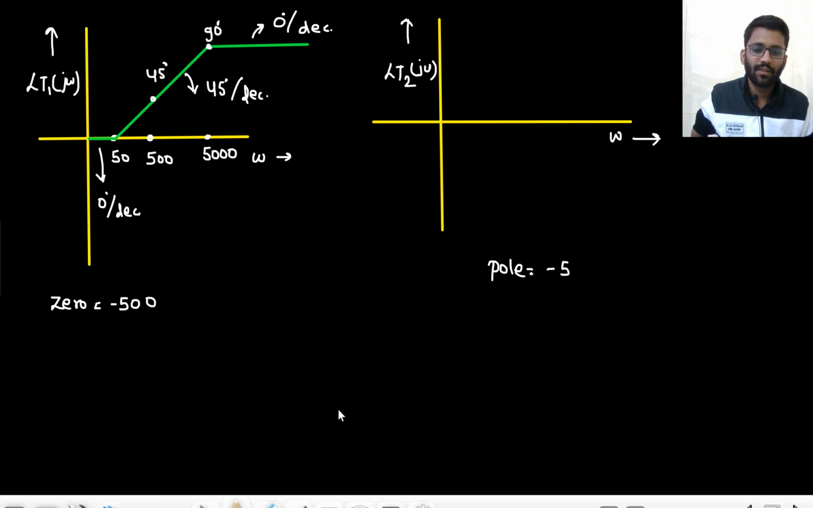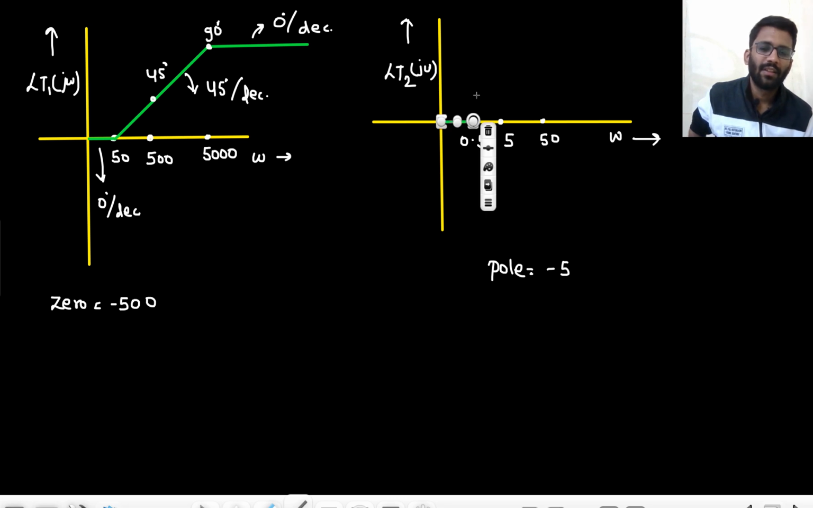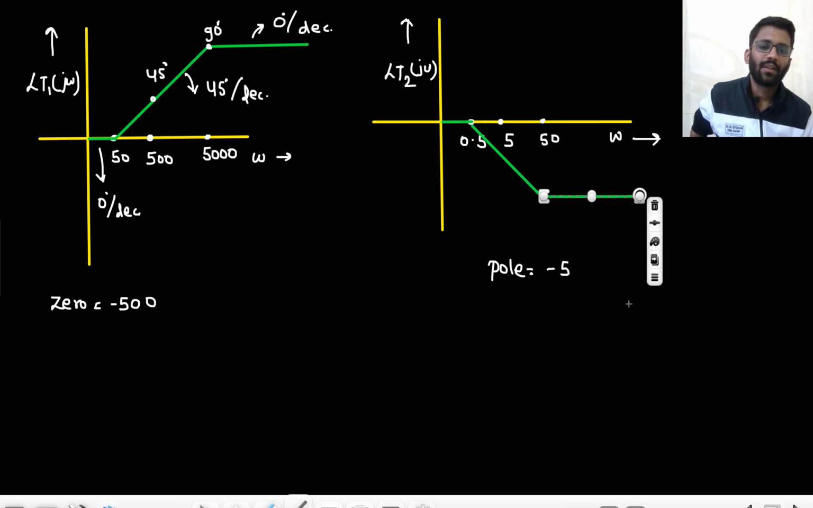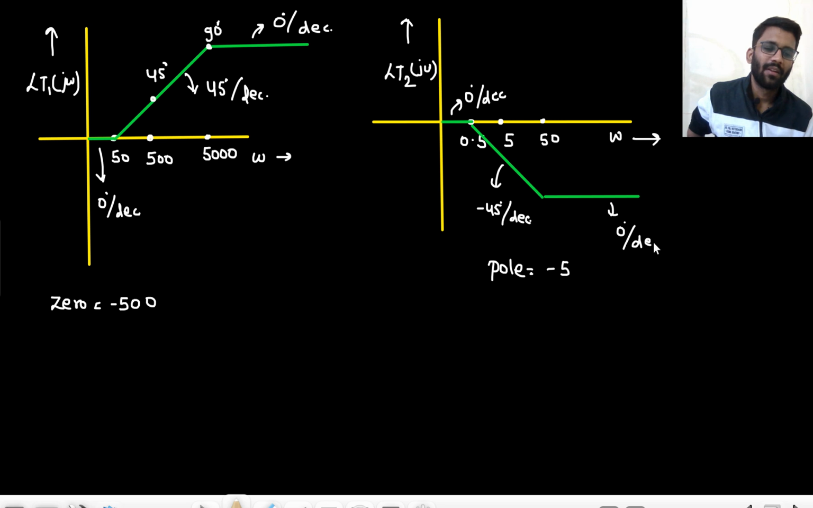Now what about T2 of j omega? One point here, the other point here, that is 0.5, and another point 10 times that will be 5. Tell me, how will the graph go? Before 0.5 nothing, then minus 45 degree per decade, then again 0 degree per decade. This is your 0 degree per decade, this is your minus 45 degree per decade, and this is again 0 degree per decade. What is the value here? That is minus 90 degree.